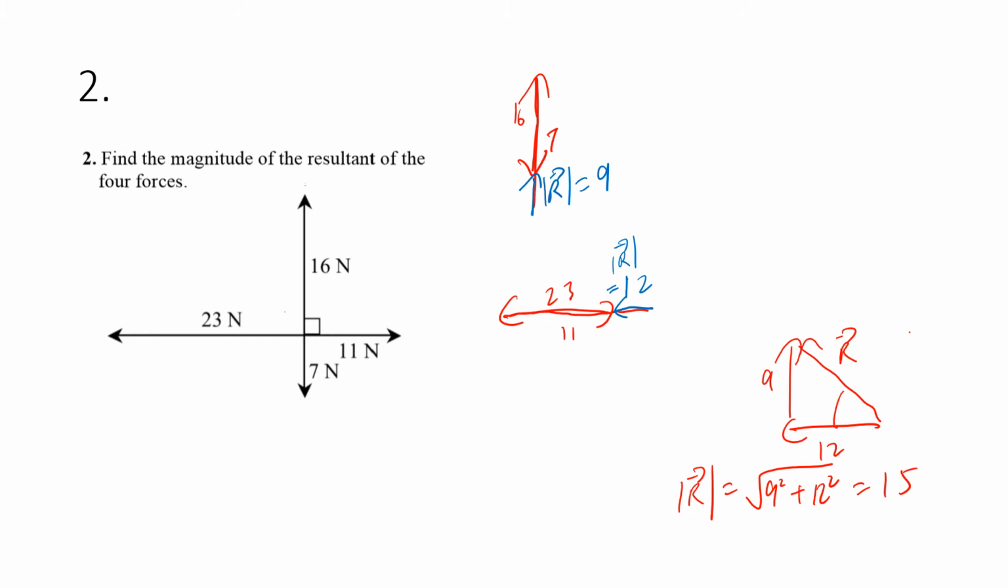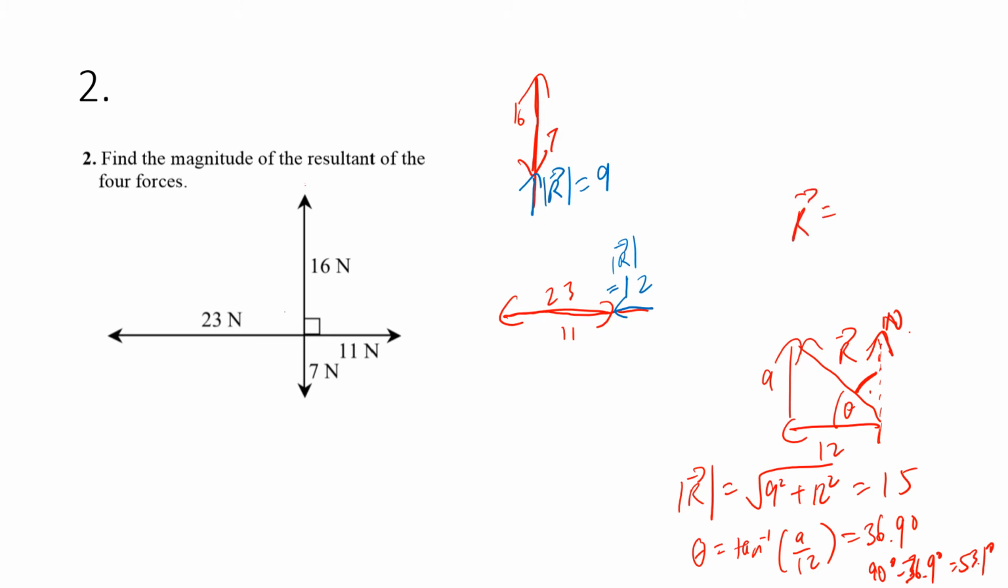And we can use the tangent ratio of 9 over 12, which is going to give you 36.9 degrees. This means the bearing, if we're doing north, south, east, west, would be 90 degrees minus 36.9 degrees, which is 53.1 degrees. So our resultant is 15 newtons at a bearing of north 53.1 degrees west.